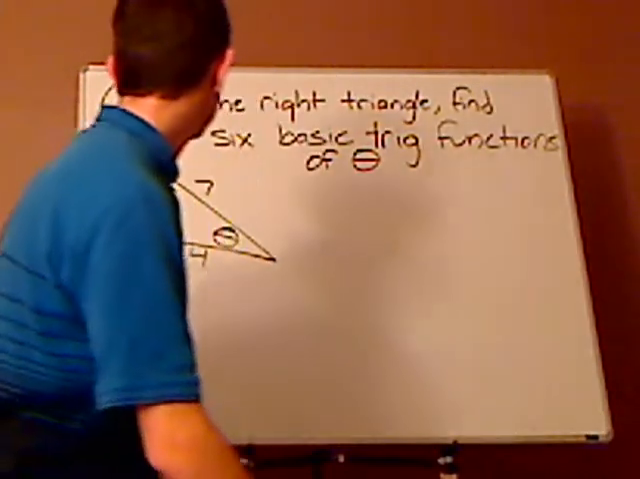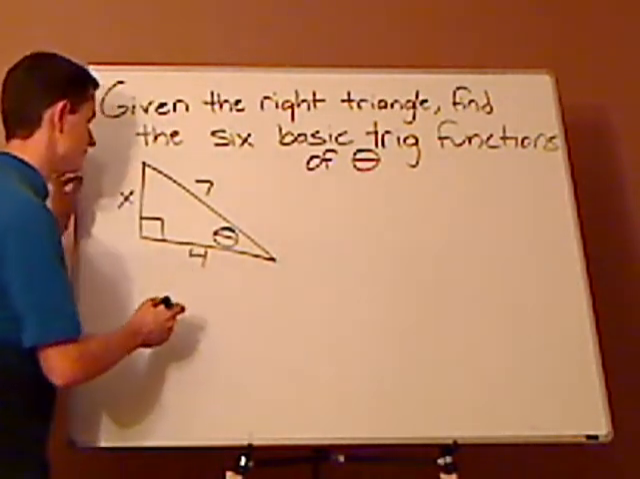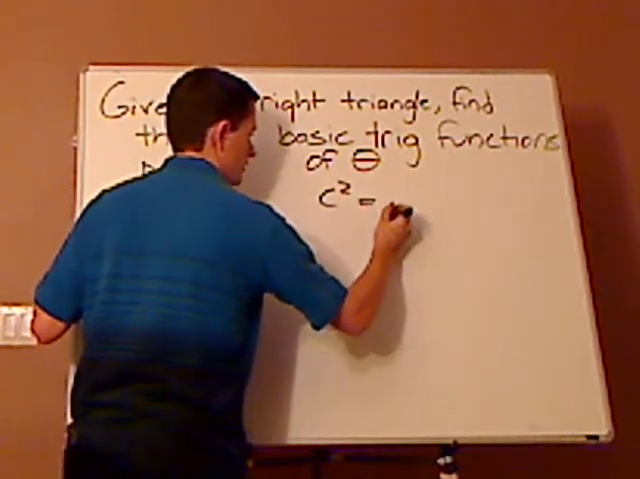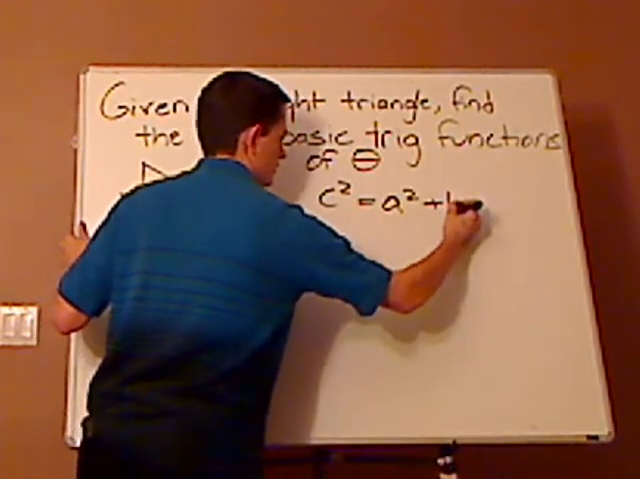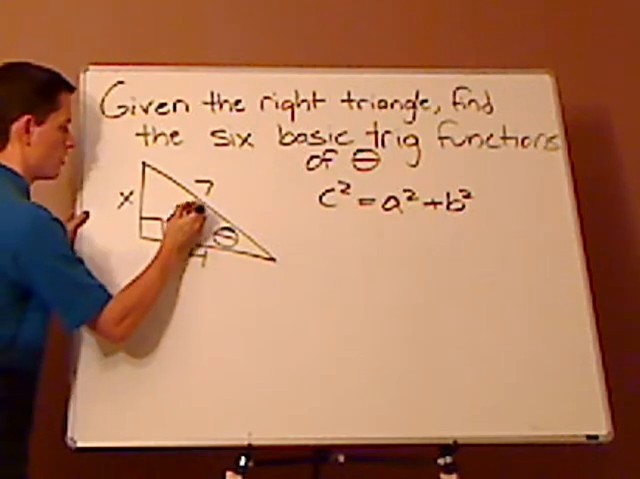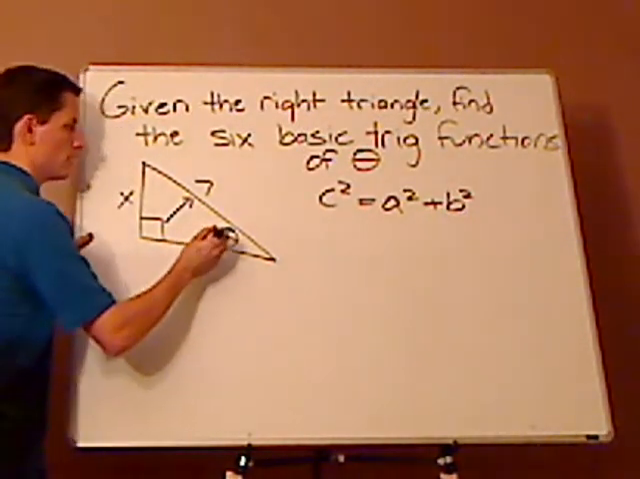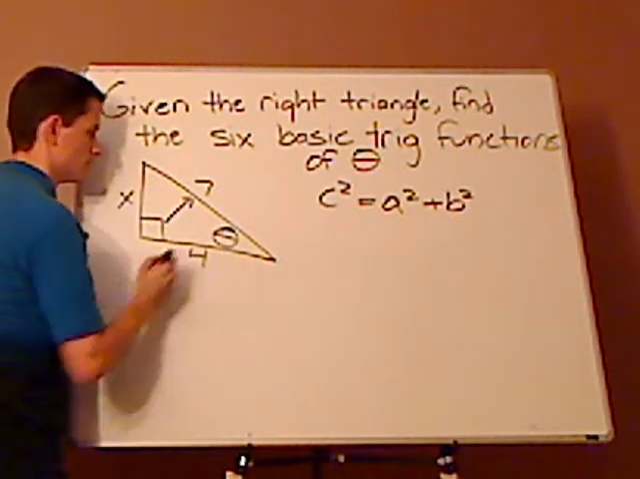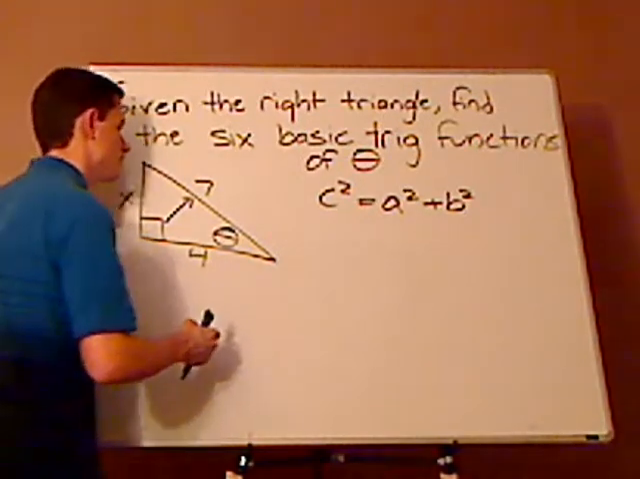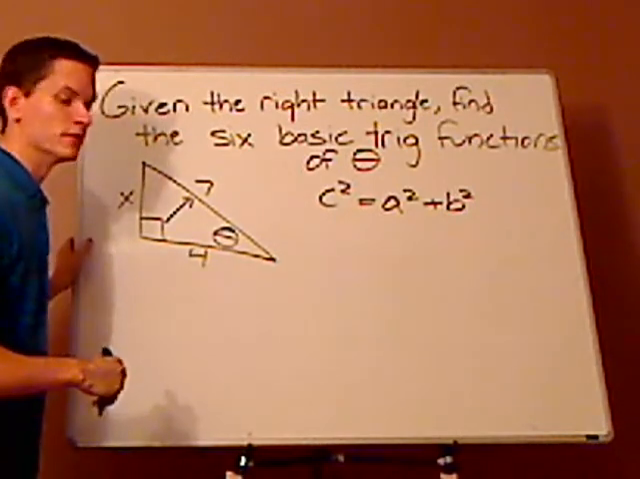Alright, your first step always is to use Pythagorean theorem to find your missing side. So Pythagorean theorem is c squared equals a squared plus b squared, where c is your hypotenuse. Hypotenuse is always opposite of the right angle, and these are your legs, the other sides. So the sum of the squares of the legs equals the square of the hypotenuse.